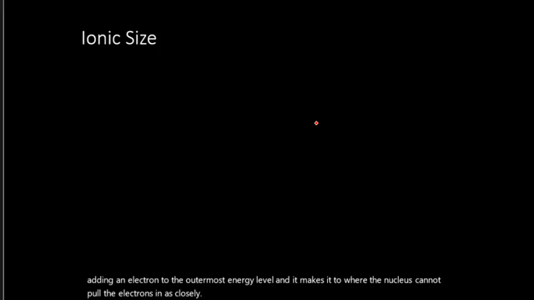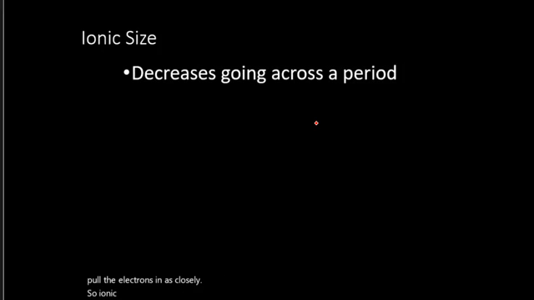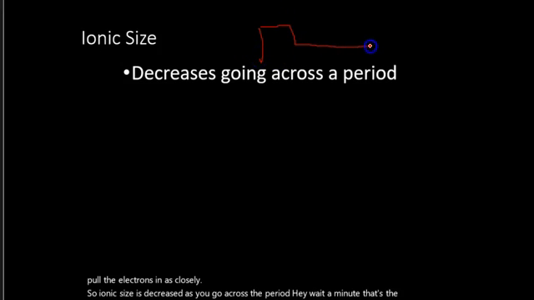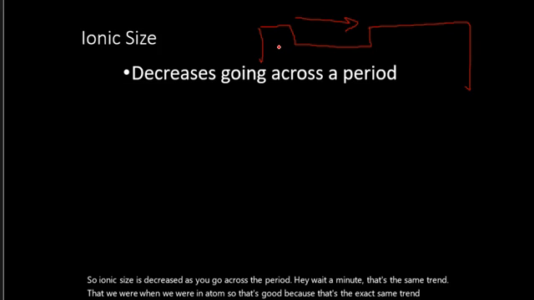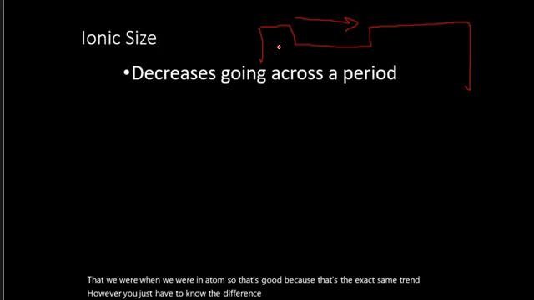So ionic sizes decrease as you go across a period. Hey, wait a minute. That's the same trend that we saw when we were looking at atoms. So that's good, because that's the exact same trend. However, you just have to know the difference between what happens to cations and what happens to anions.